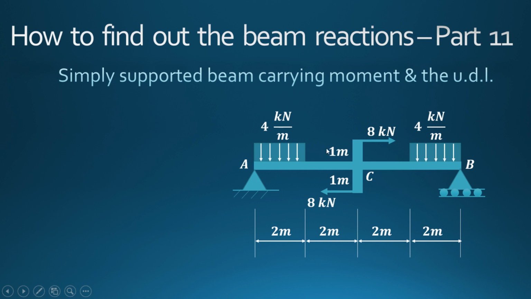Our first job is to convert this uniformly distributed load into a point load acting at the center of this rectangular distribution. Here also we'll convert this u.d.l into a point load acting at the center, and then we'll convert this couple into a moment acting at the point C. So let us see the process.